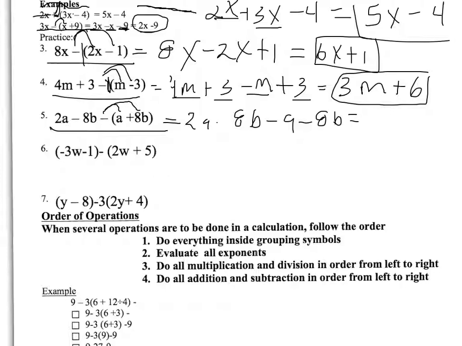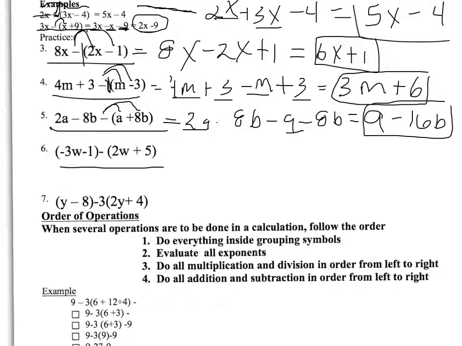And then we combine our like terms. 2a minus a, well, if you had 2 a's and someone took one from you, you would be left with 1a, or just a. And then negative 8b minus 8b. Negative 8 minus another 8 is negative 16. And we have our b right there. And that's what we're looking at. So, next one right here.